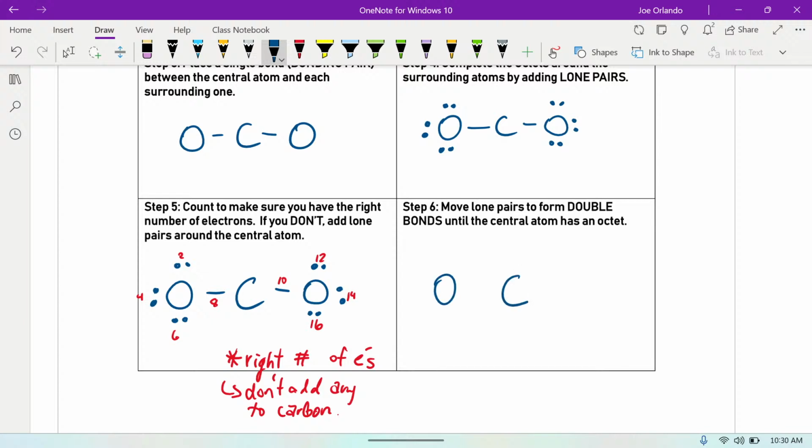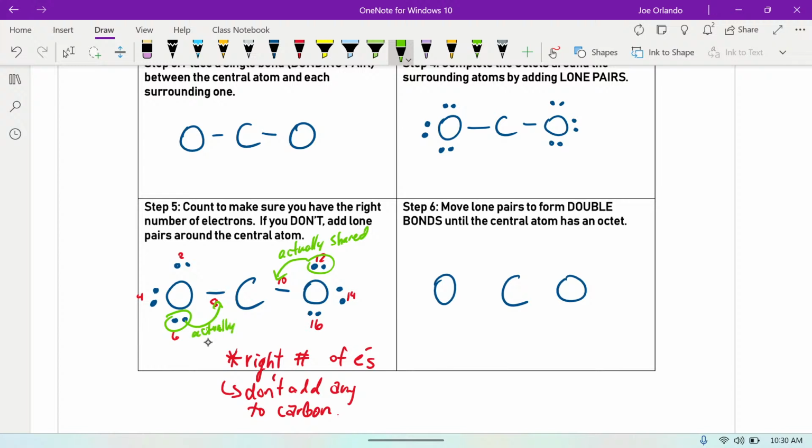But when we redraw it, what we would say is, okay, this pair of electrons, we're going to turn into a double bond. And then we could do the same with this one, but we will never make a triple bond if we don't have to. We'll make 2 double bonds. Does that make sense? So we're going to say these are actually shared. And then we're going to take these and say these are actually shared.